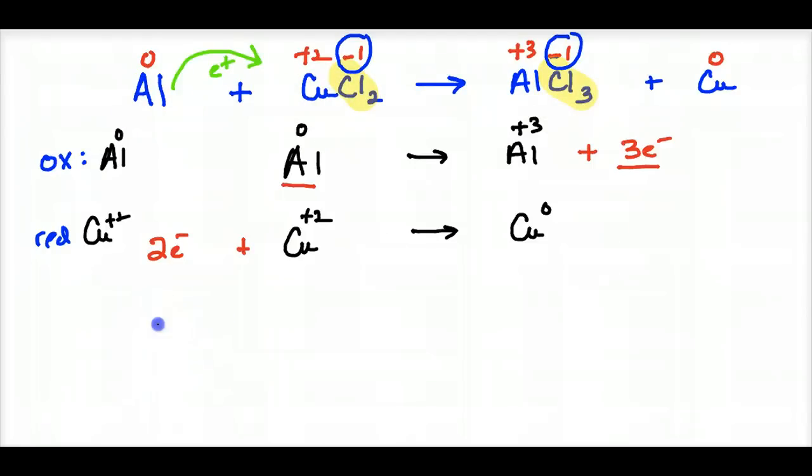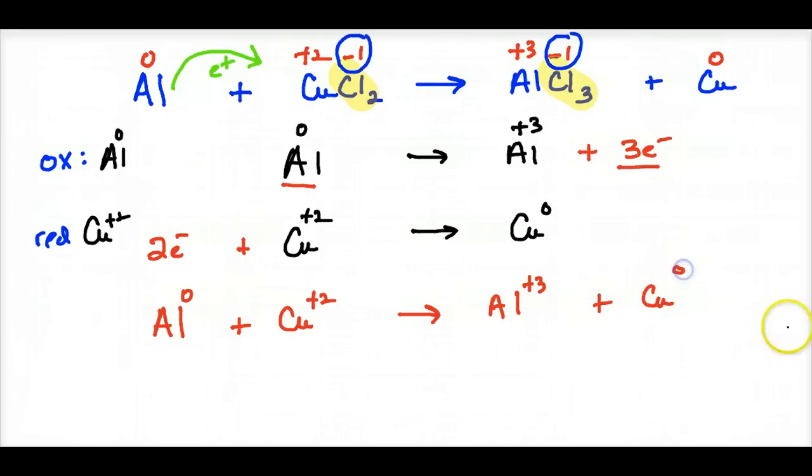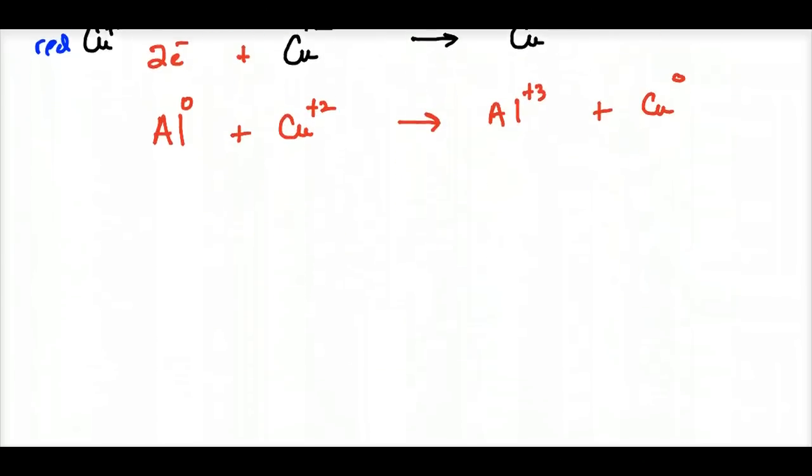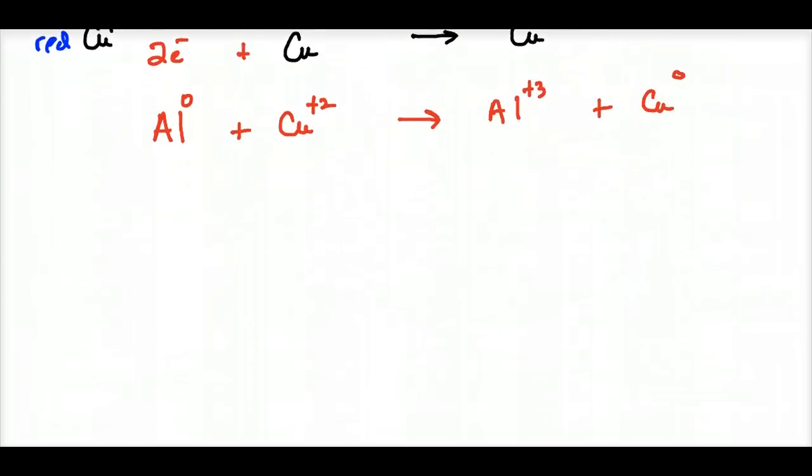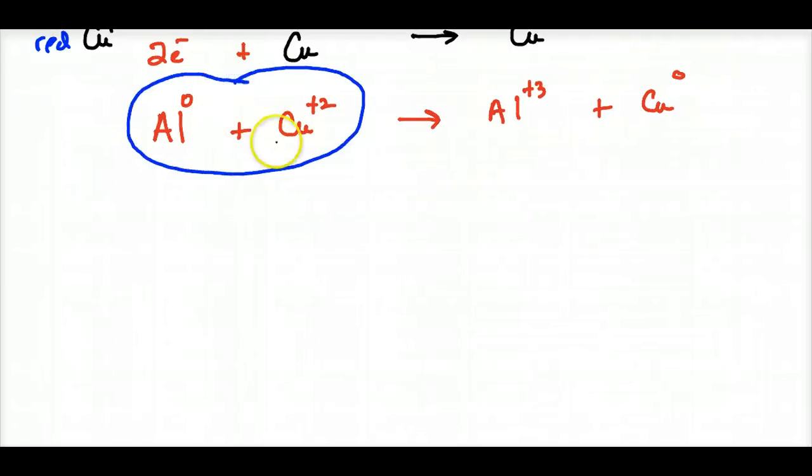So what you really have is aluminum and copper plus 2, and it's going to aluminum plus 3, plus copper. This is called a net ion equation. They took out those things that weren't oxidizing or reducing. And they'll ask you to balance these. And one way to balance these is to ask, is it working? Is the charge balanced? Because conservation of mass and charge always has to occur in every reaction.